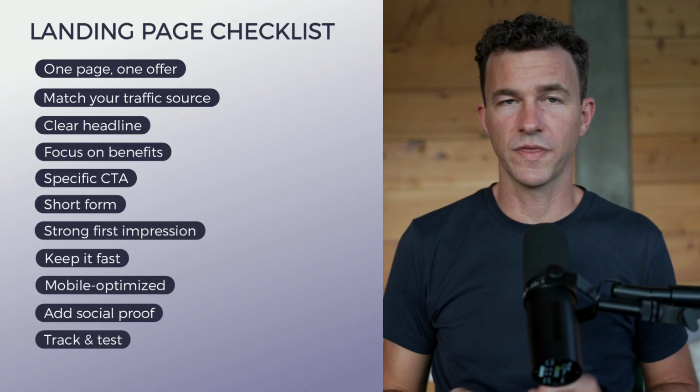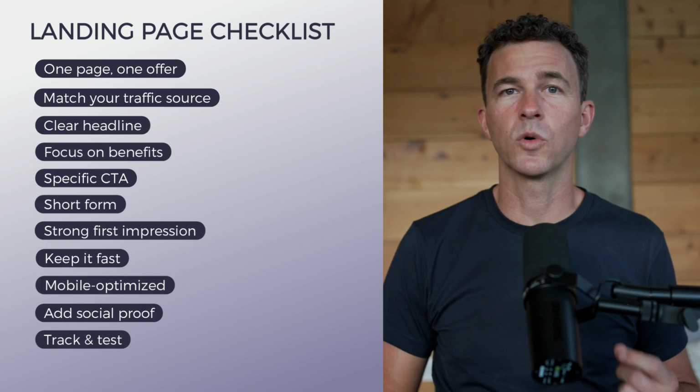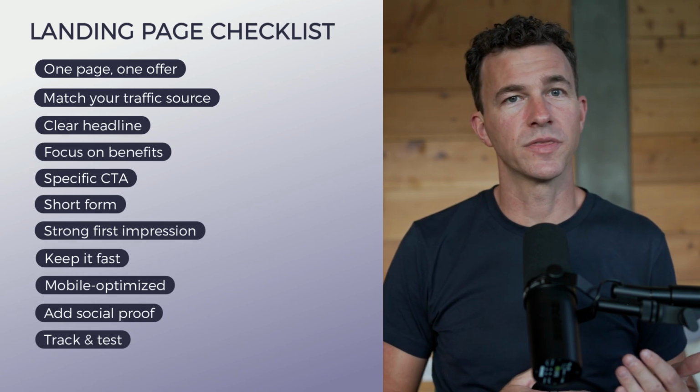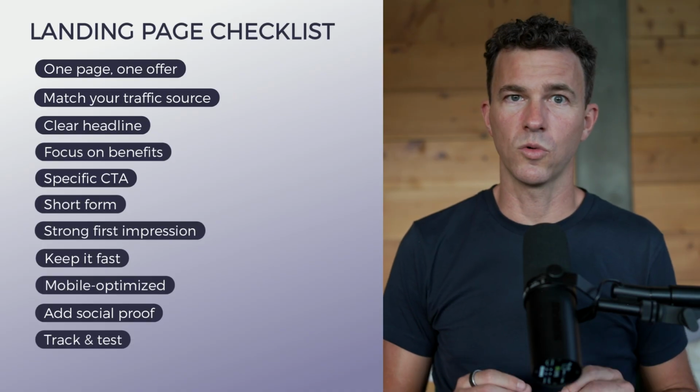Track it, then test one thing at a time. Set up Google Analytics so you can see how many people visit and what your conversion rate looks like. Then change one thing like the headline or the button color and see if it performs better. Keep what works. Now that the page is done, it's time to publish your landing page.